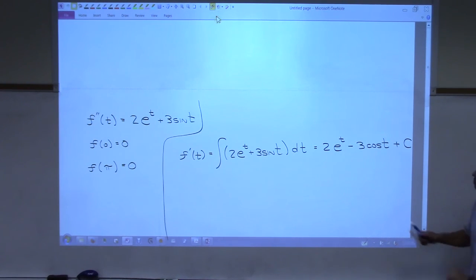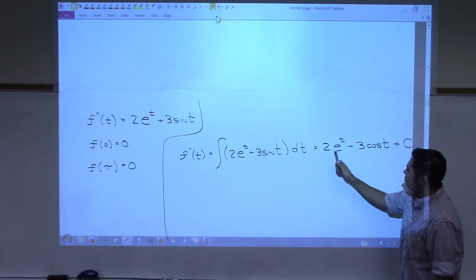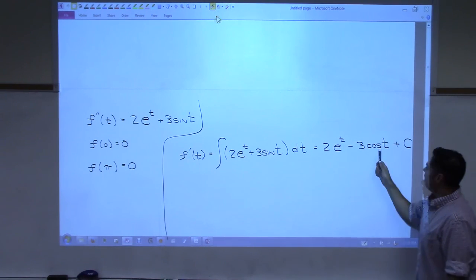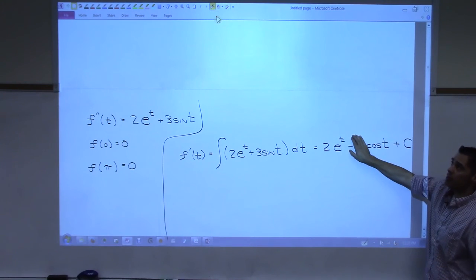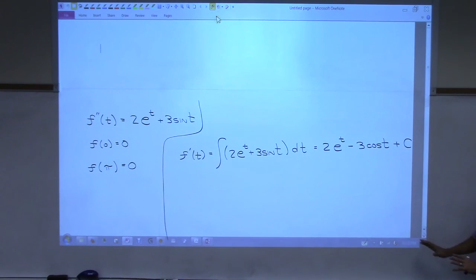I'll do a quick check. What's the derivative? This comes from the right. The derivative of e to the t is itself, so this is just 2e to the t. Yes. Negative 3 covers it. The derivative of cosine t is negative sine t. And then the negative and negative become plus. So yes, I've got it. All right, so I'm happy, I can move on.